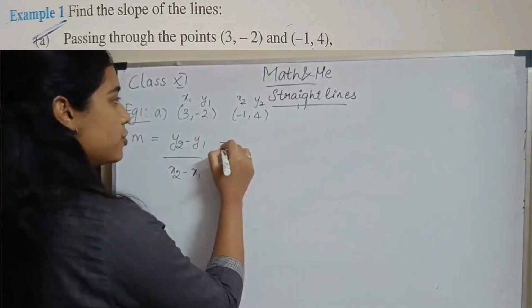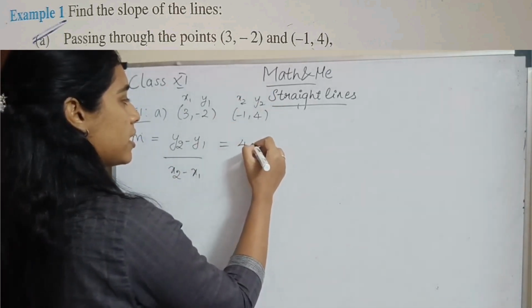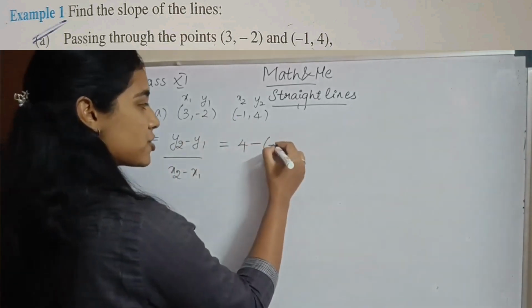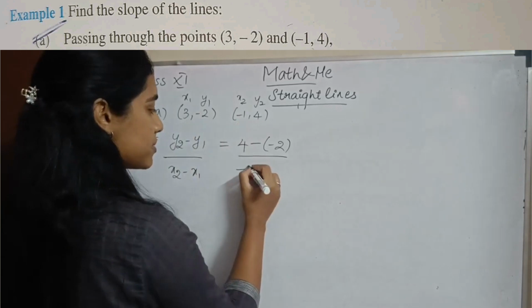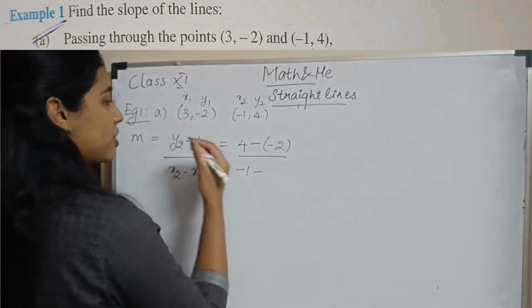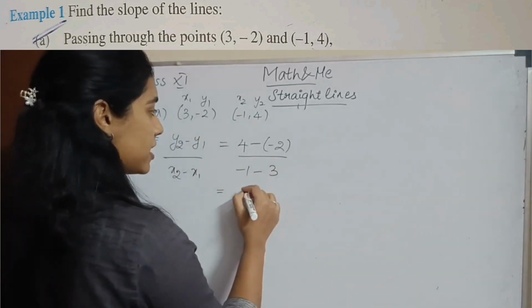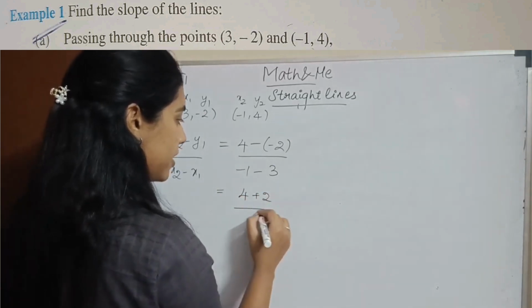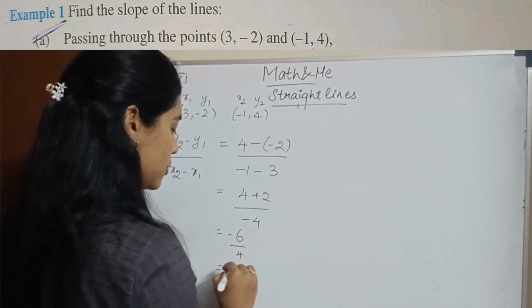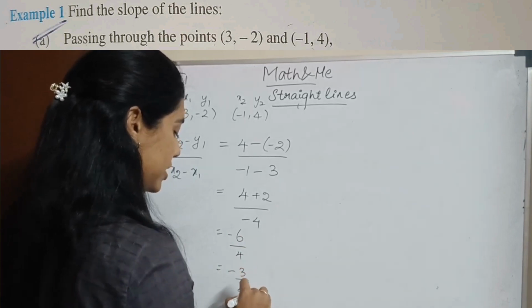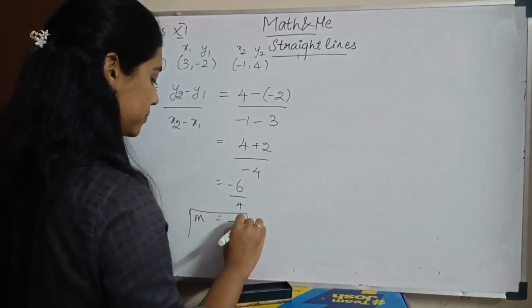So now let us substitute. What is your y2? 4. Minus, what is your y1? It's minus 2. Never forget the brackets. Divided by x2, which is minus 1. Minus, what is your x1? 3. So what is your final answer? 4 plus 2 divided by minus 4, which is minus 6 by 4, which is nothing but minus 3 by 2. So this is your slope.